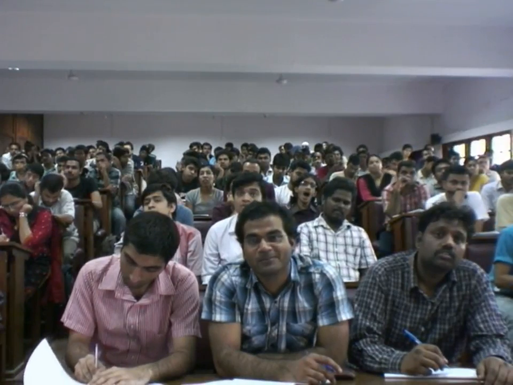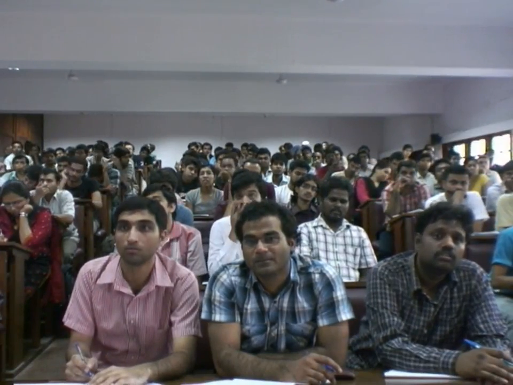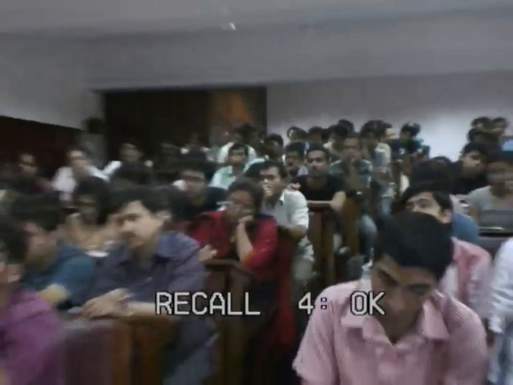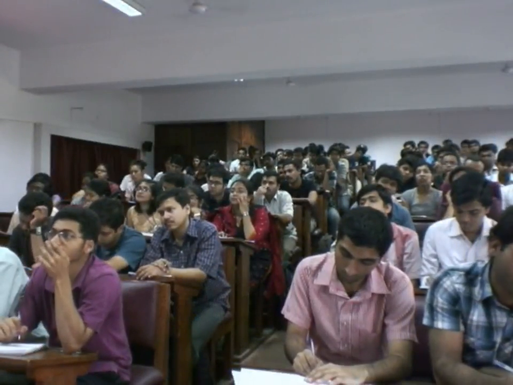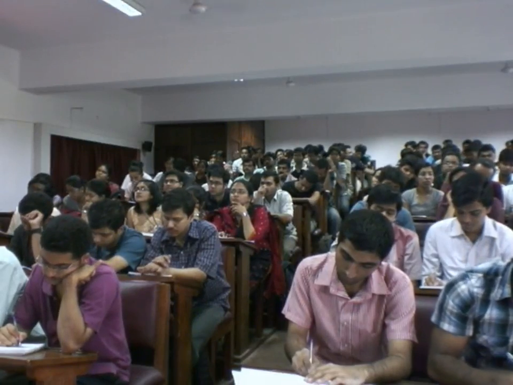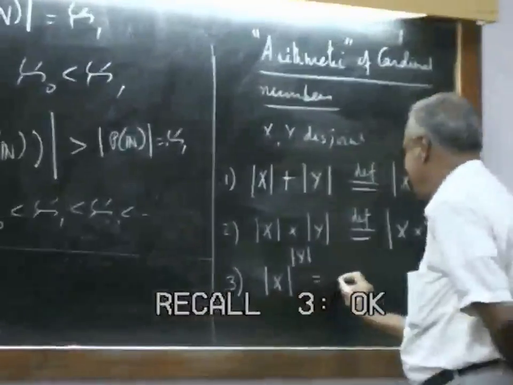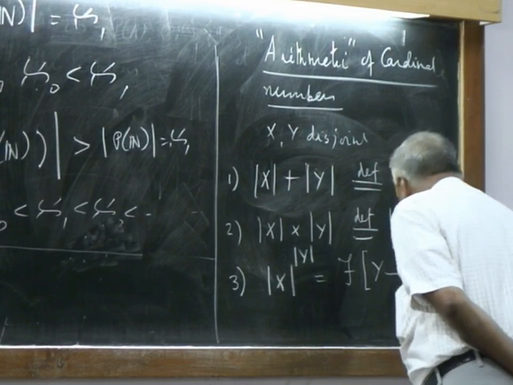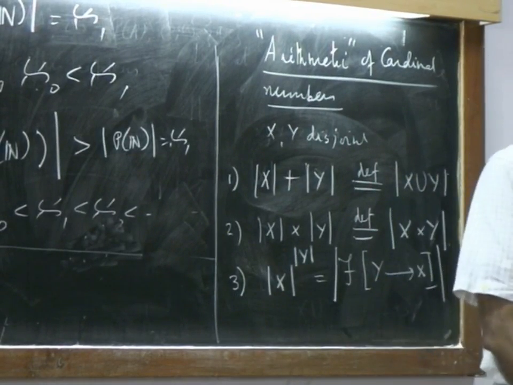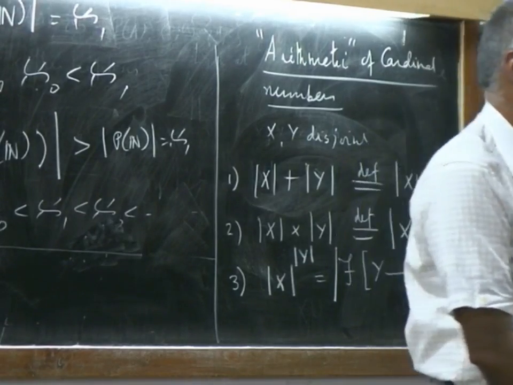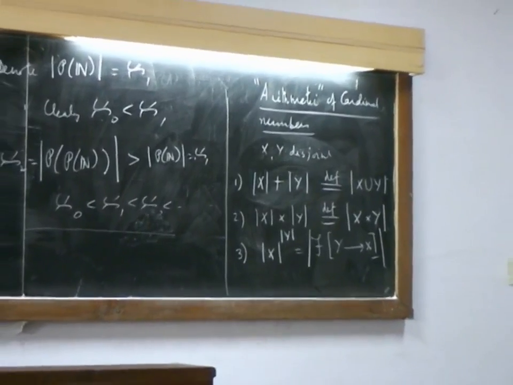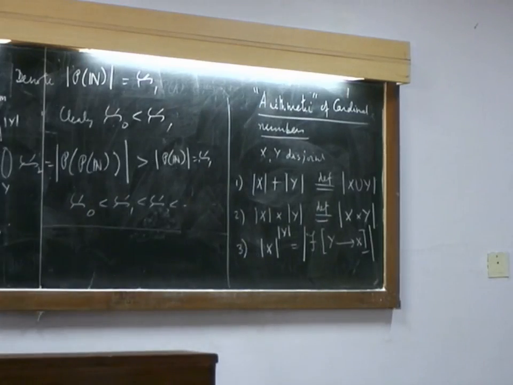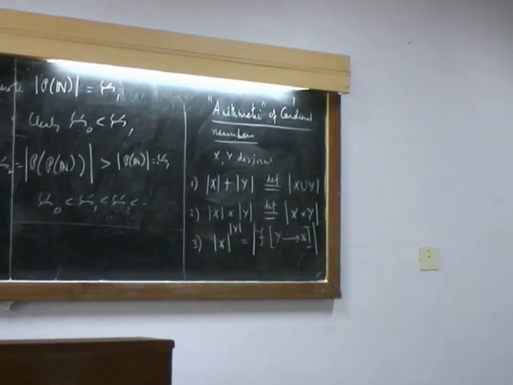This should come out of the domain set. Take the set x, take the set y, and look at all possible functions from x to y. So I am going to define |x|^|y| to be the size of the set of all functions from y to x. That's how |x|^|y| is defined. The cardinality |x| to the cardinality |y| is the set of all functions from x to y.